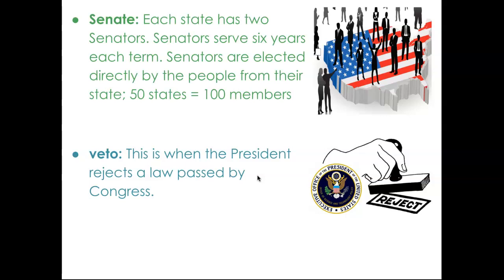That's an example of checks and balance, right? So Congress cannot just pass any law they wish, because if the president vetoes it, then it won't pass. Okay, and this is the end of your words.